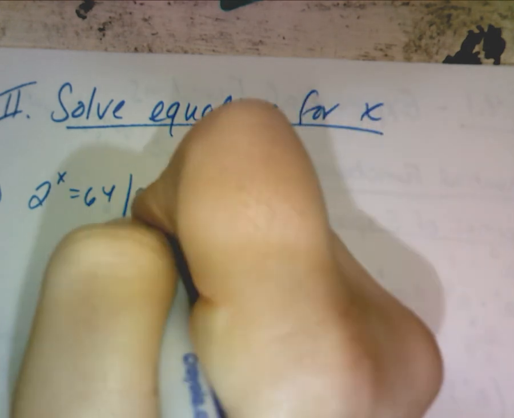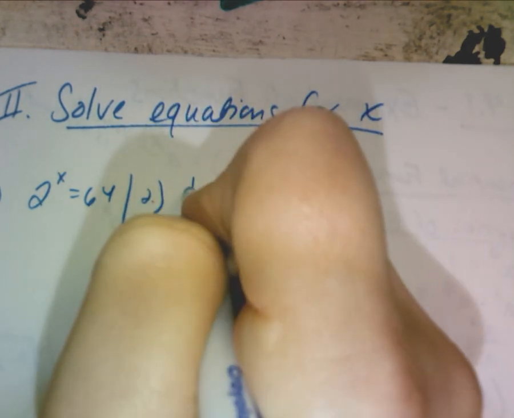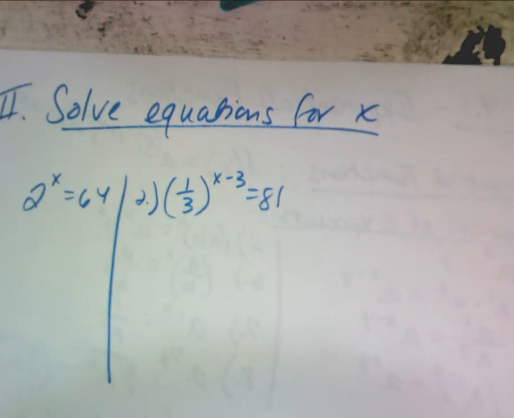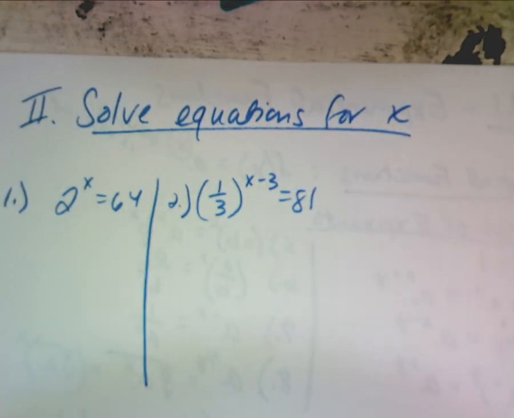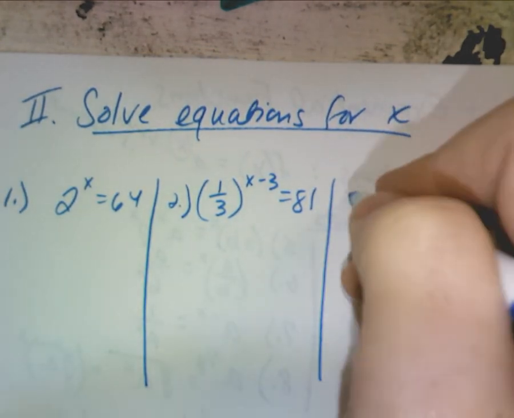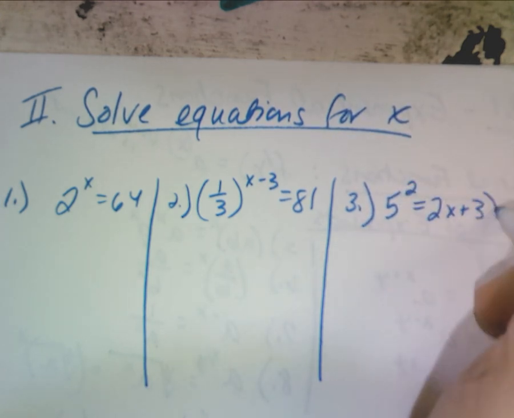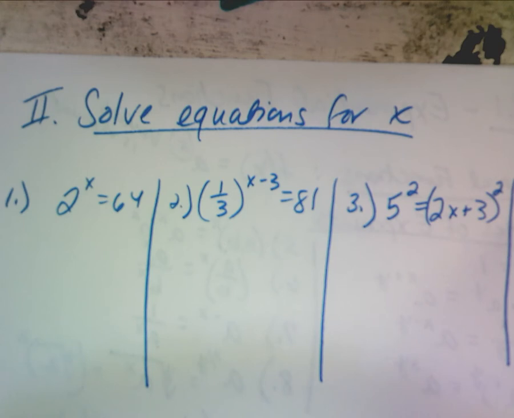To the x, 64. Can you read this? This is number 1, 2. There's another one. I'll give this to you in a minute, though.